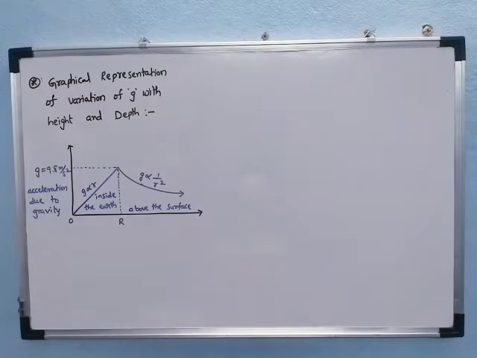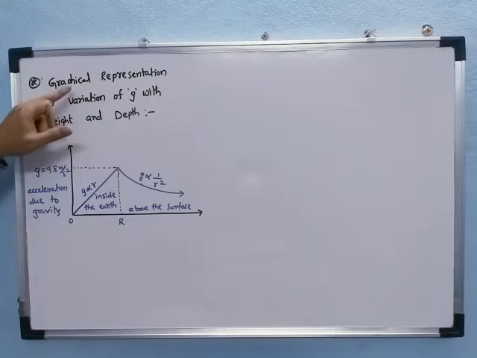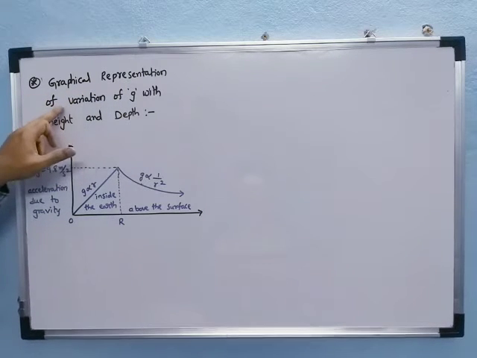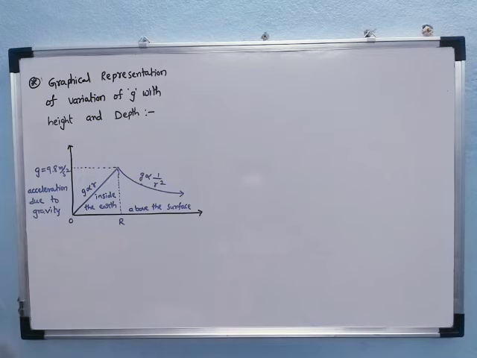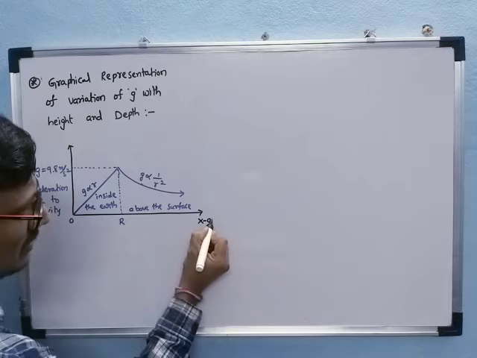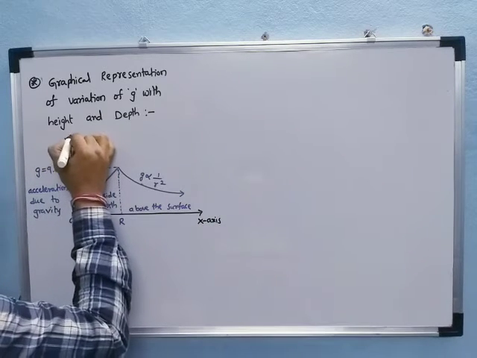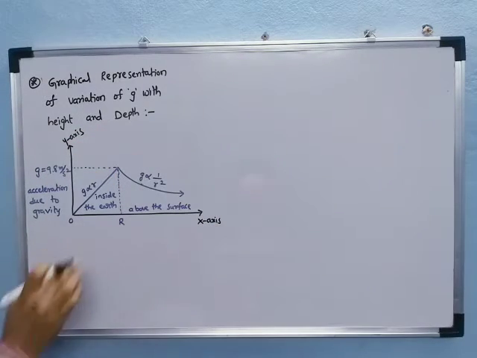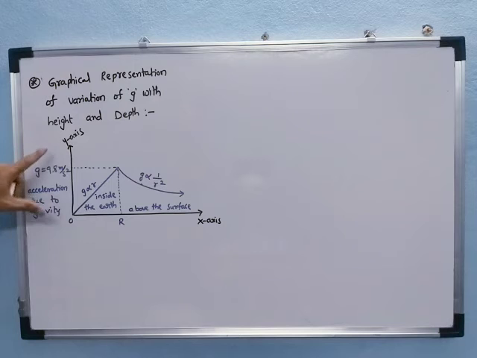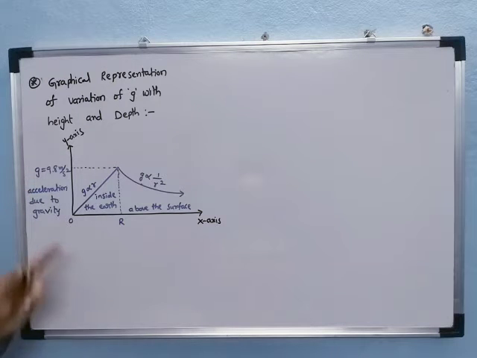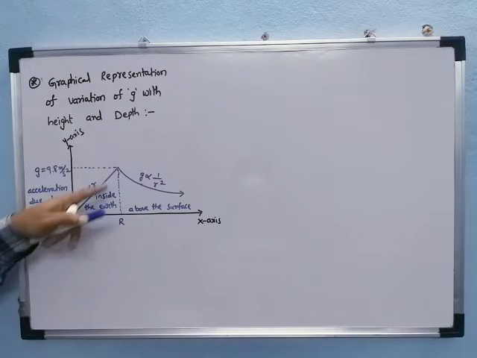Next we discuss the graphical representation of variation of g with height and depth. Along the x-axis we take the radius, and along the y-axis we take the acceleration due to gravity, which is maximum. We already developed the formulas for height and depth, and we can draw this in a graph.